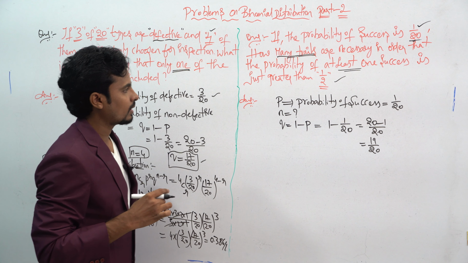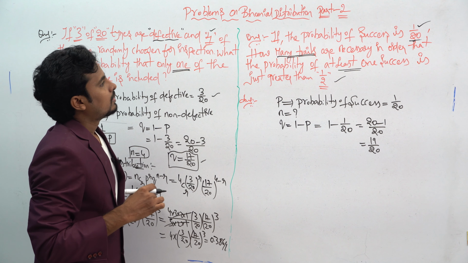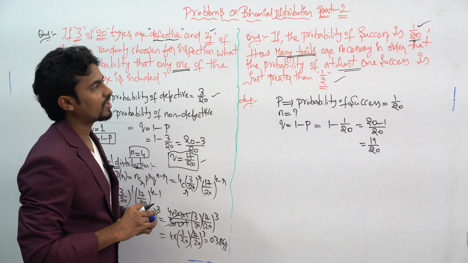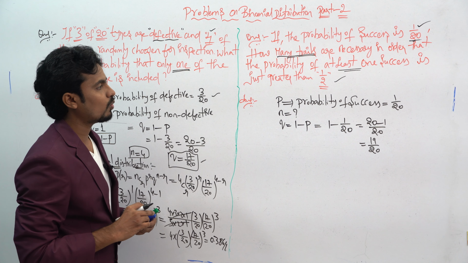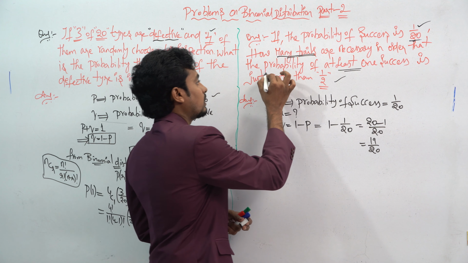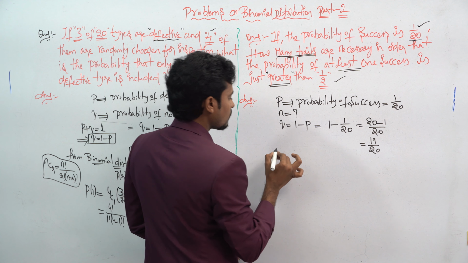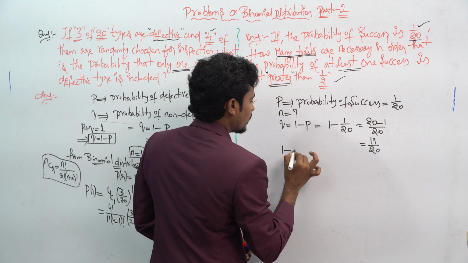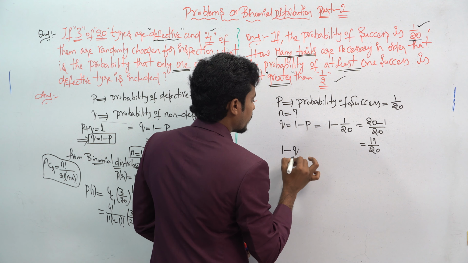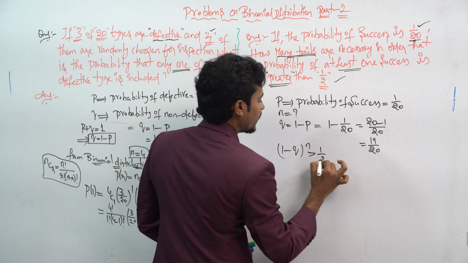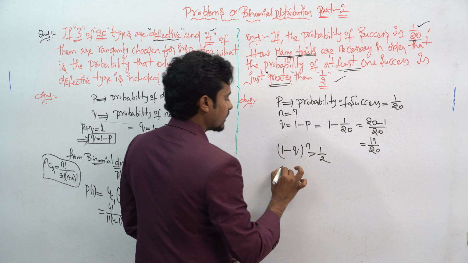Okay, and how many trials are required in order that the probability of at least one success is greater than 1/2? Greater than means that it will be (1 − q)^n, that will be greater than 1/2. How much will you get for n?